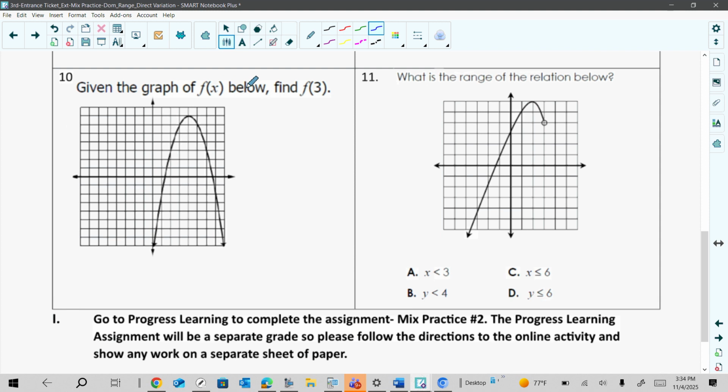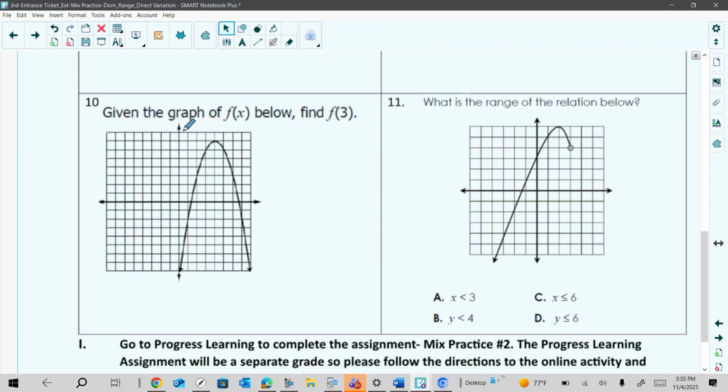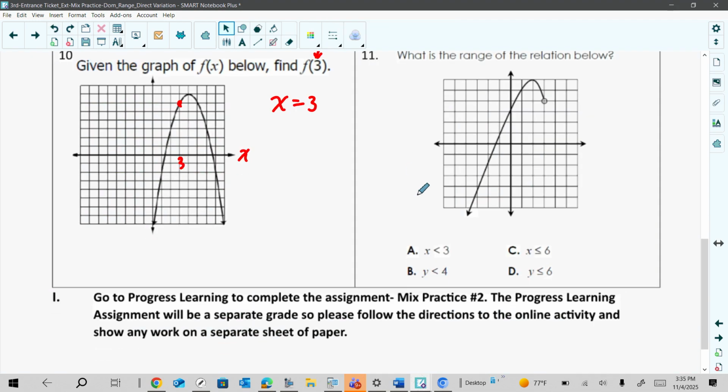F of x is the curve here. That's the function of x. Find f of 3. Remember, the number inside the parentheses represents the x. So we need to find the value of y when the x is 3. So 1, 2, 3. Here's where the 3 is. Go up and touch the graph and find that value. Oops, I don't know what happened here. There it is. Okay.